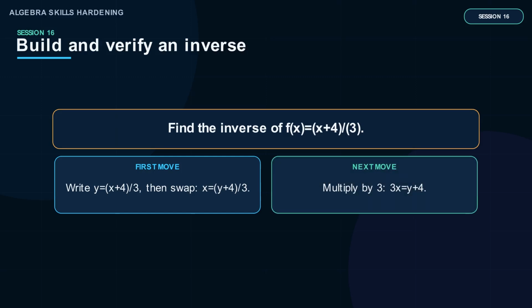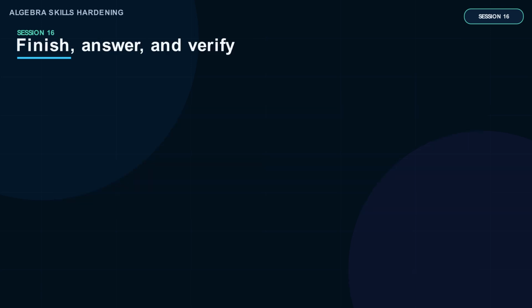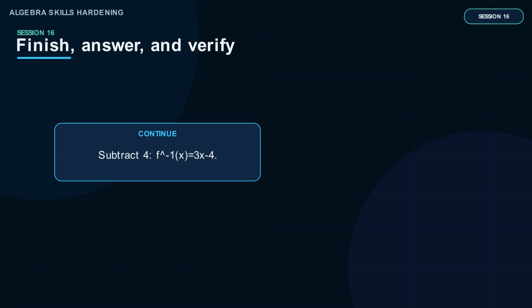Next, multiply by 3: 3x equals y plus 4. Keep the relationship visible and apply the operation to every required term. Now audit distribution, signs, copied values, and restrictions. A brief midpoint check is cheaper than rebuilding the solution. Continue with the third step. Subtract 4: f to the power minus 1 equals 3x minus 4.